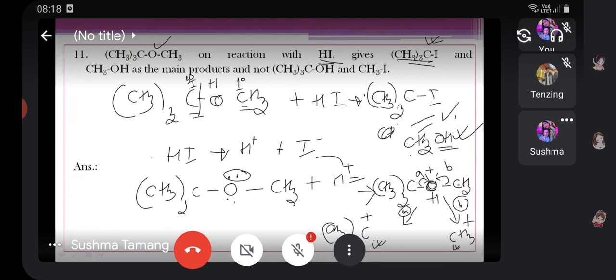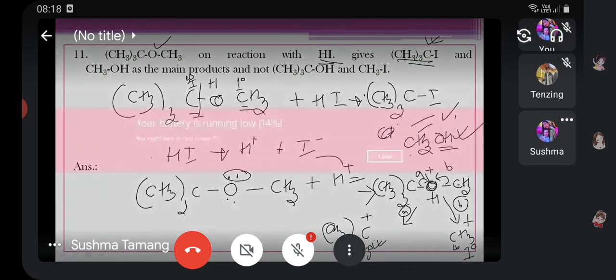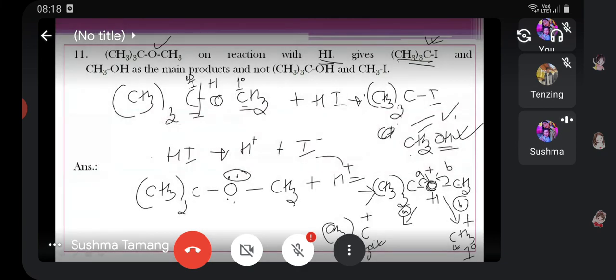Now out of the two, whichever is more stable is the one that forms. Now see, this is a 3 degree carbocation and this is a 1 degree carbocation. And we know very well that a higher degree carbocation is more stable than a lower degree carbocation. So instead of forming CH3 as a carbocation, what we are going to get here is (CH3)3C plus. This one forms, not the other.